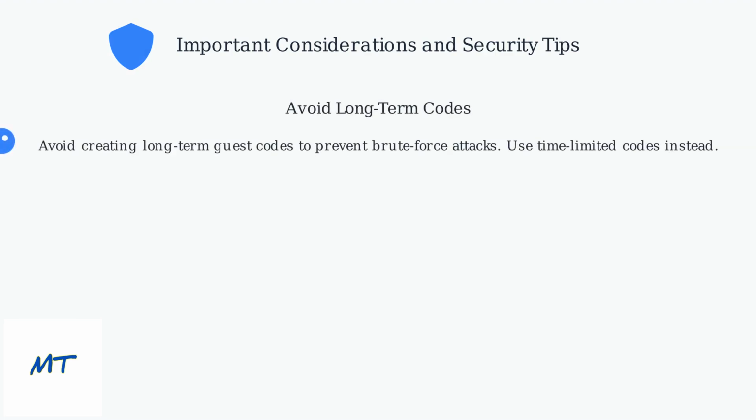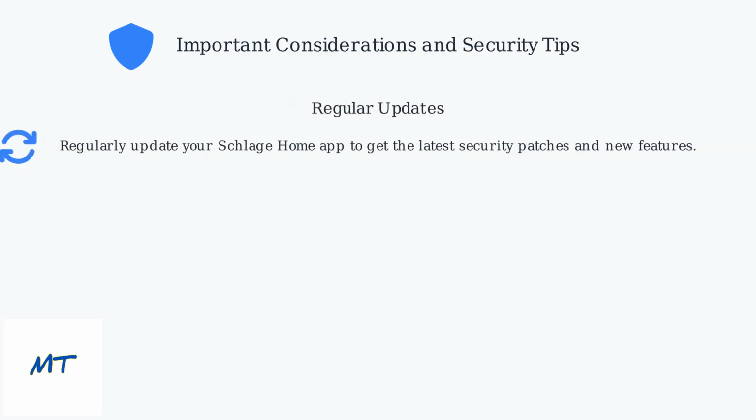Avoid long-term guest codes to prevent brute force attacks. Attackers try multiple combinations until they succeed, so use short, time-limited codes for better security. Finally, regularly update your Schlage Home App. This ensures you benefit from the latest security patches and features, keeping your smart lock system protected.